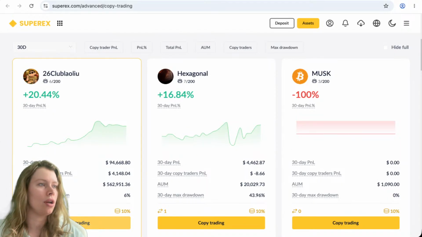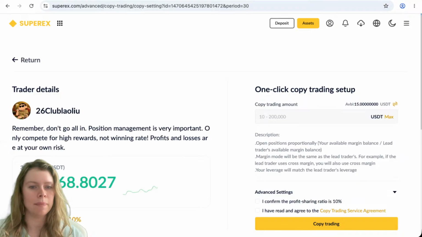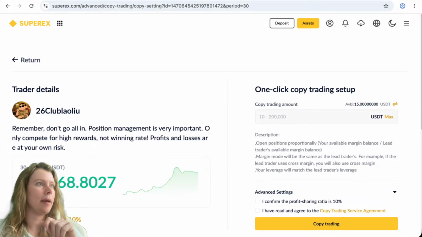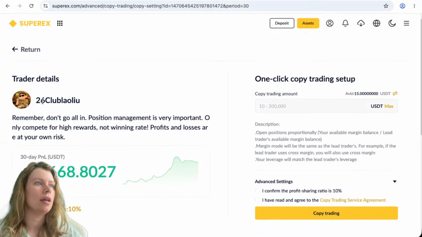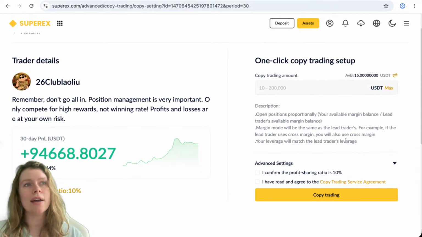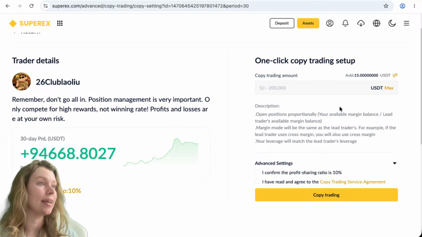So we're going to click on copy trading to bring up the next page. So this is the trader's details page, okay? All right, so I've clicked on 26 Club Laulu. Let's just have a read of what SuperEx is telling us on this page.